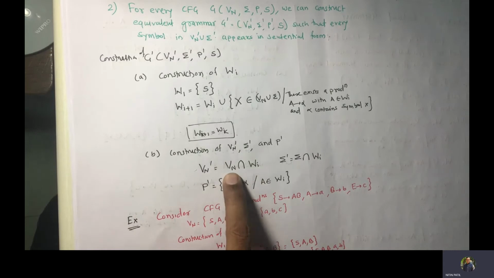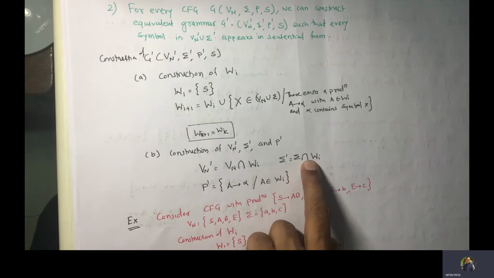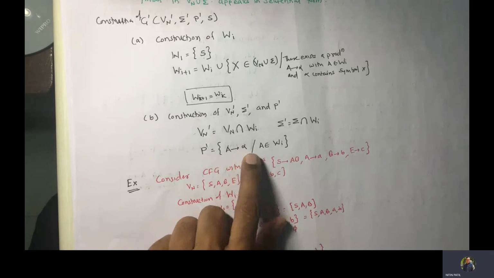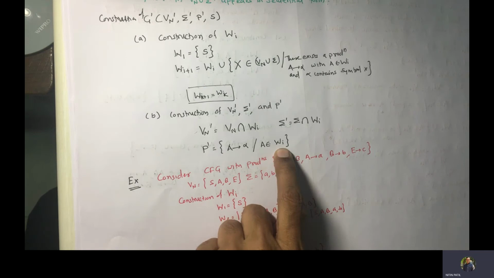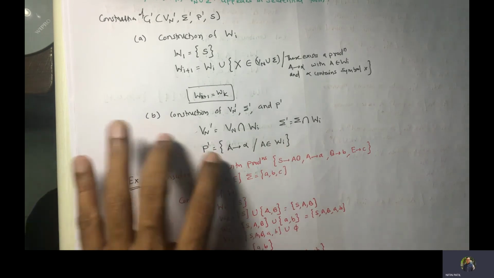Next, we saw the construction of Vn dash, sigma dash, and P dash. So Vn dash would be the original Vn set, the variable set, intersection the final W. Similarly, sigma dash is sigma intersection Wi. P dash will have all productions of the form A gives alpha, such that the variable A for which we are going to include productions should belong to this W. Correct? Right. So this is how you are going to construct this.